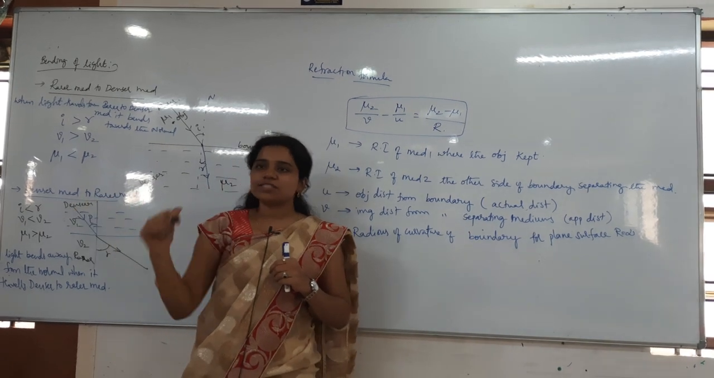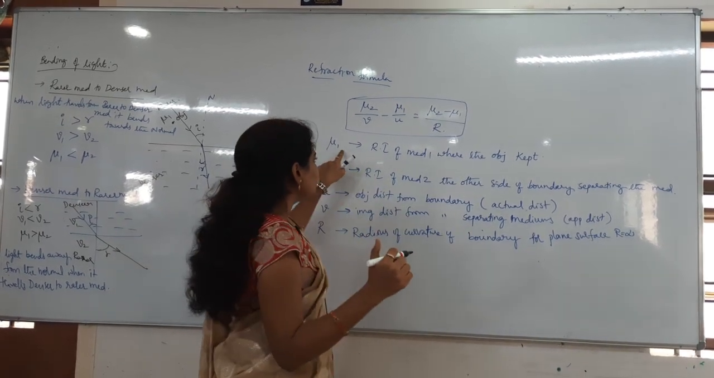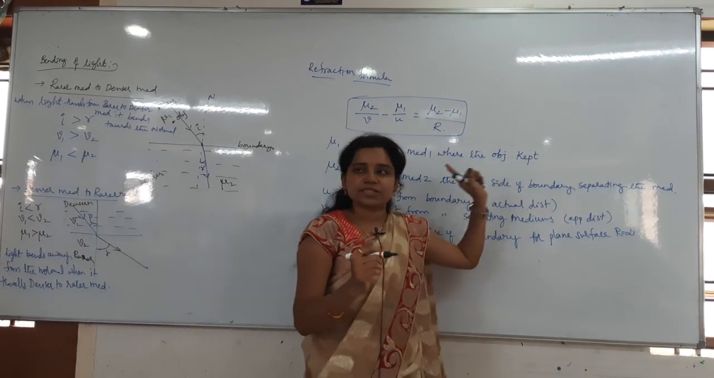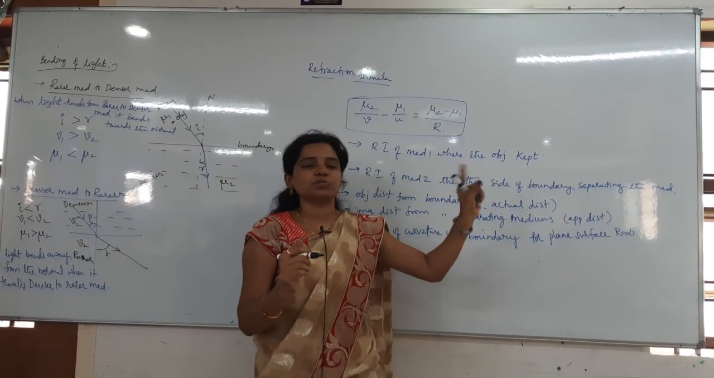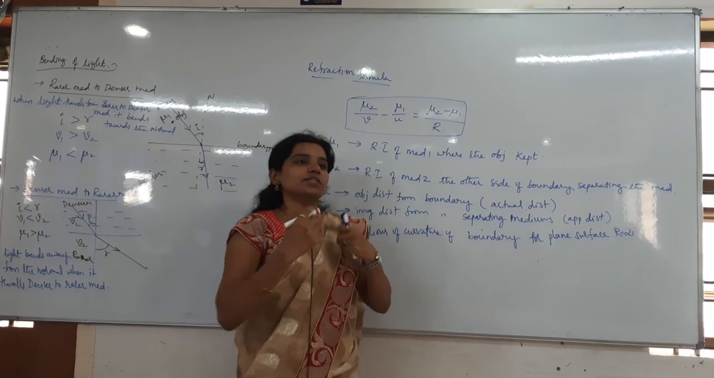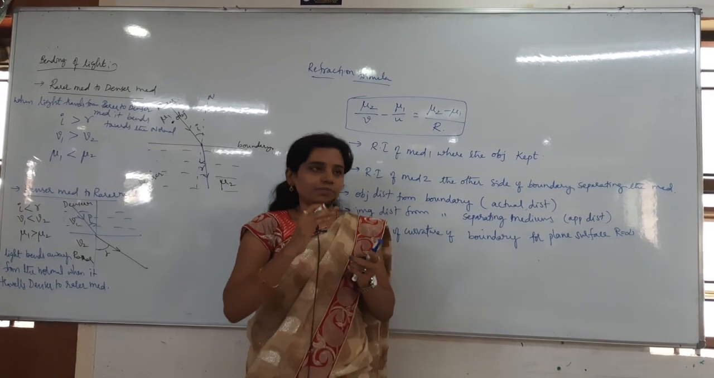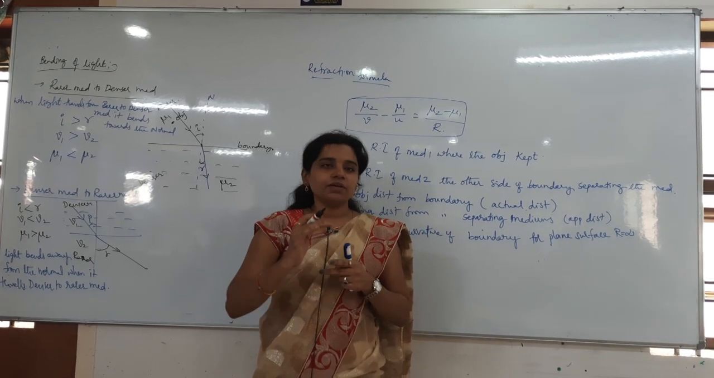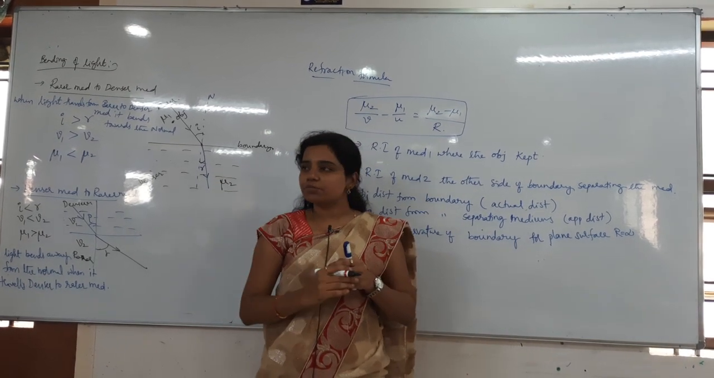Now here you just have to assume that mu1 indicates the refractive index of medium 1 where the object is placed. Object medium is mu1. Next, mu2 is simply the other medium, that's it. That might have the image or the observer. Anything it can be, but the other medium you have to take as mu2.